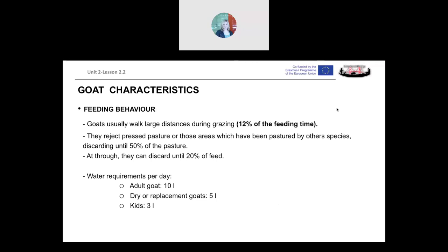It's important to know also that as they are very selective, they reject pressed pasture and areas that are pastured by other species, so they can discard up to 50% of the pasture and up to 20% of the feed that we provide them. And about the water requirements, usually an adult needs about 10 liters per day. A dry or replacement goat about 5 liters per day, and a kid 3 liters per day.